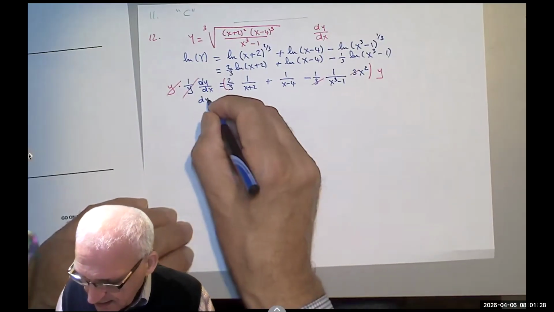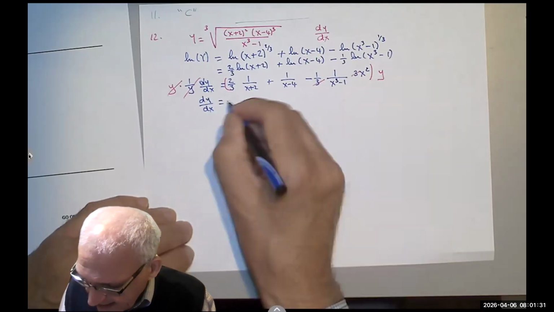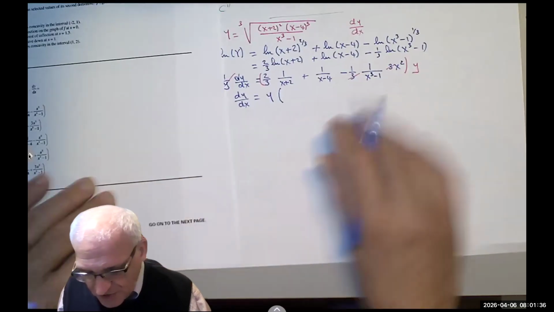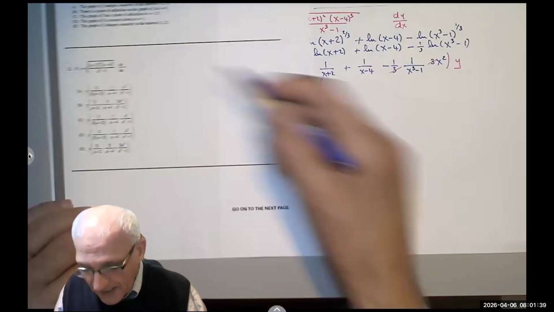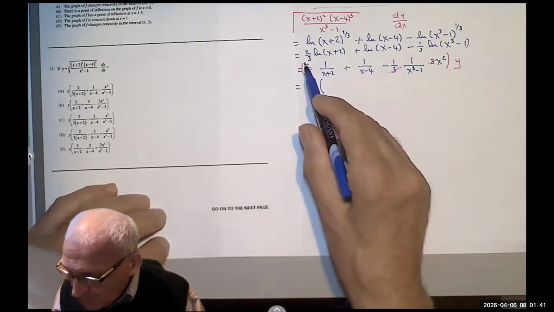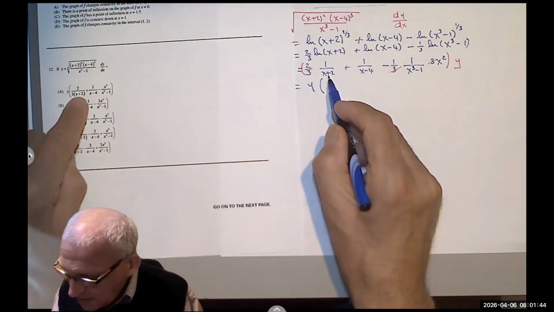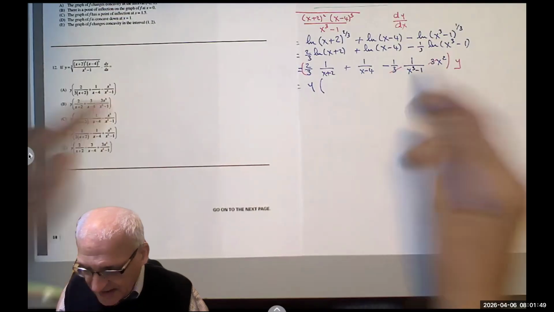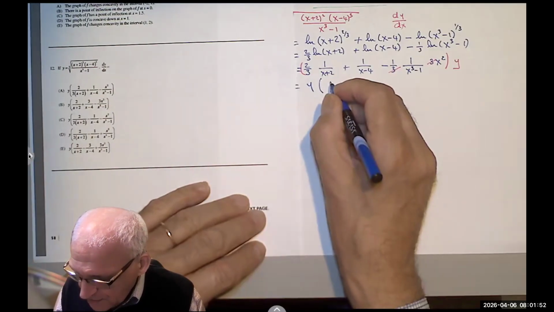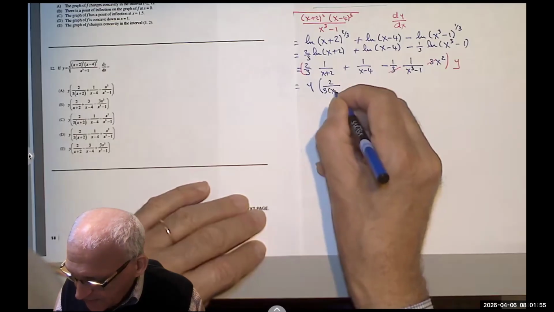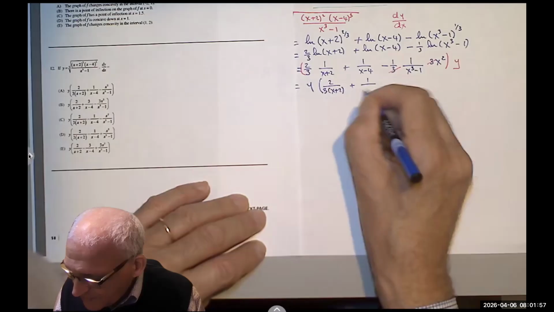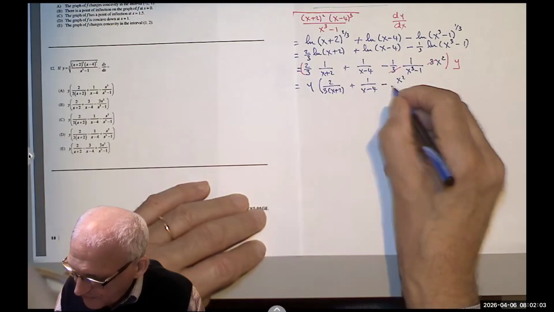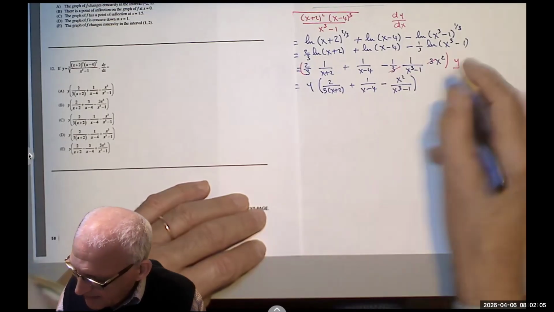dy/dx becomes y times. Once you look here, of course, all of them have y multiplied. So you need 2 over 3 times x plus 2, plus 1 over x minus 4, minus x squared over x cubed minus 1, and that's basically it.